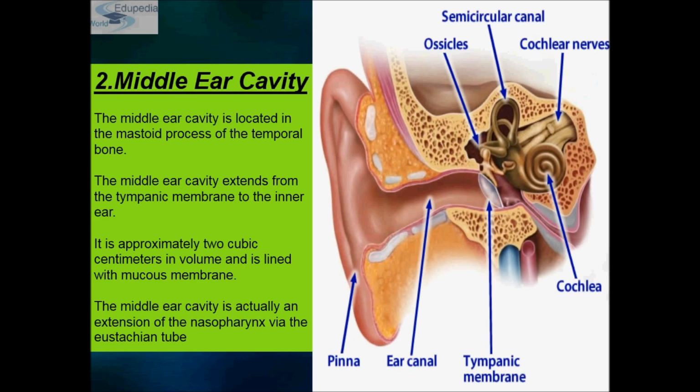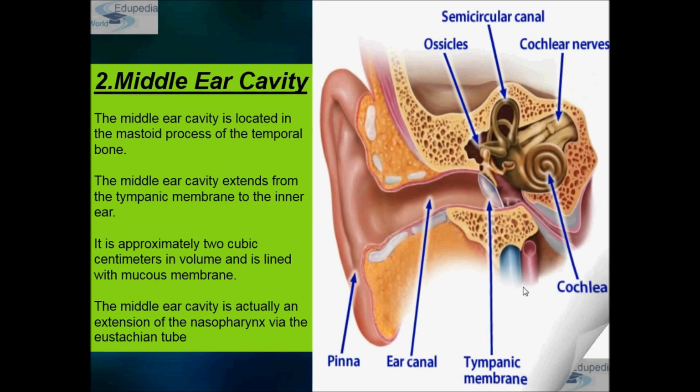The middle ear cavity is actually an extension of the nasopharynx via the Eustachian tube. See, this is the Eustachian tube, this purple color. And what does the Eustachian tube do? It is present in the middle ear, which connects the middle ear with the pharynx. And the Eustachian tube helps in equalizing the air pressure on either side of the tympanic membrane. So the middle ear cavity is actually an extension of the nasopharynx via the Eustachian tube, you can say.